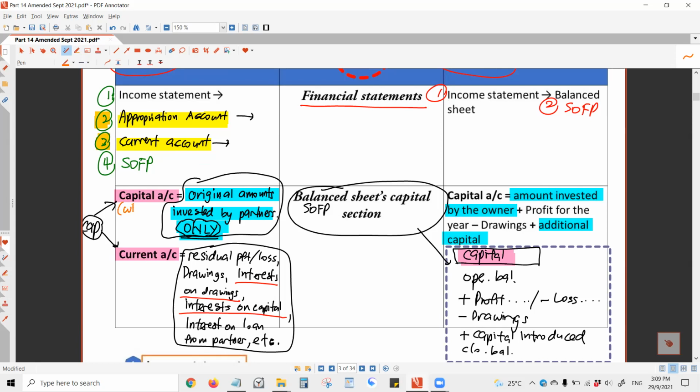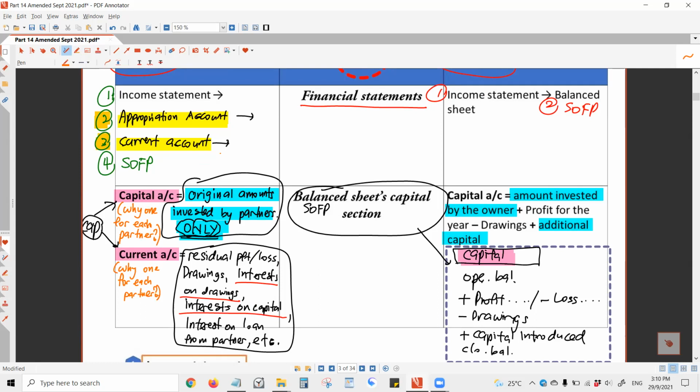Let me write it down. Why one for each partner? It's a very common question in the exam. Why do you need to have one capital account for every partner? Another kind of question that is common in the exam: why do you need to have one current account for everyone? Later, I'll show you how to write the answer.